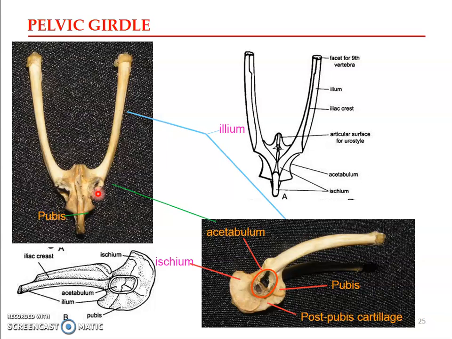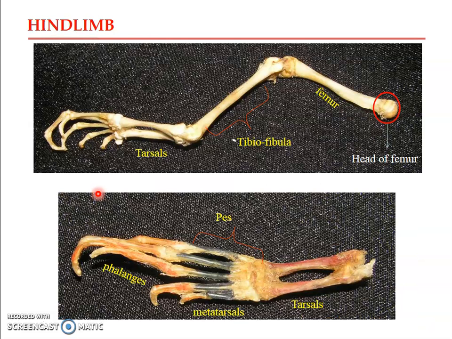Now regarding the hind limb, the bones of the hind limb are the femur, the tibiofibula, the tarsals, and the metatarsals. Now we will see it in detail. The femur is a bone of the thigh region of the hind limb. It is long and slender, having a slightly curved shaft. The proximal part here is swollen and is known as the head of the femur.